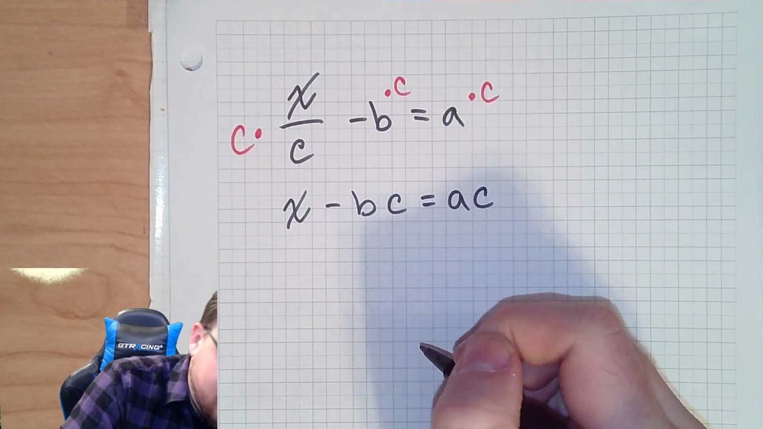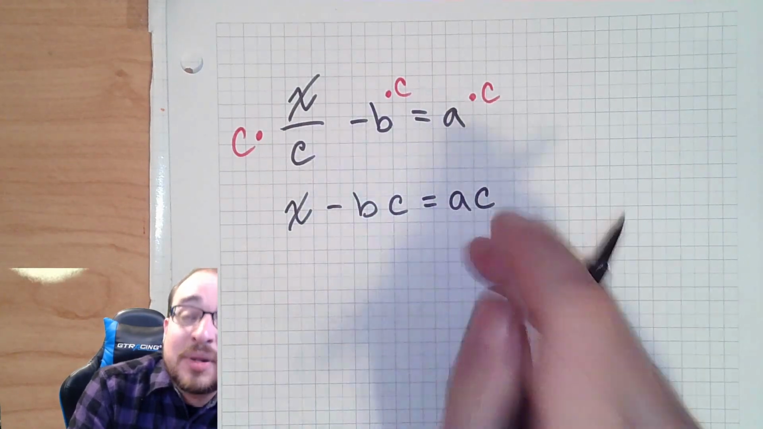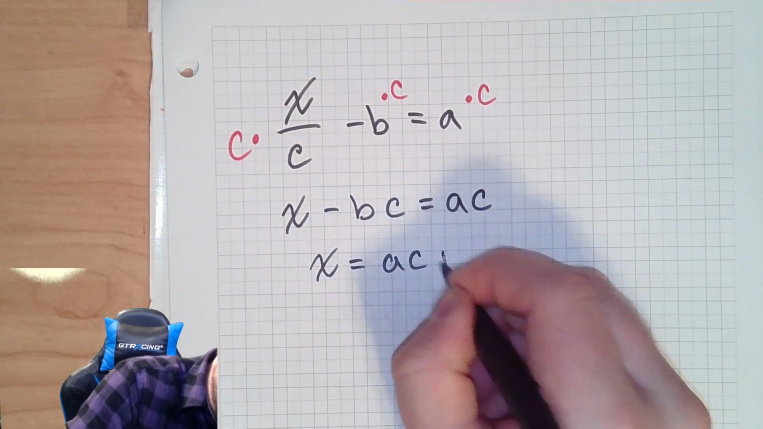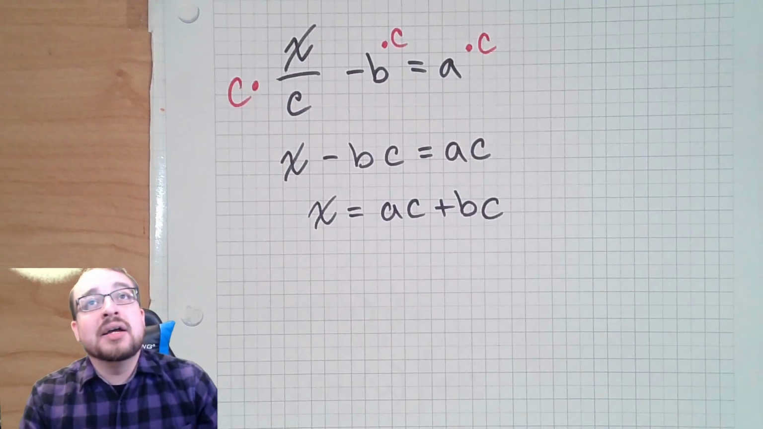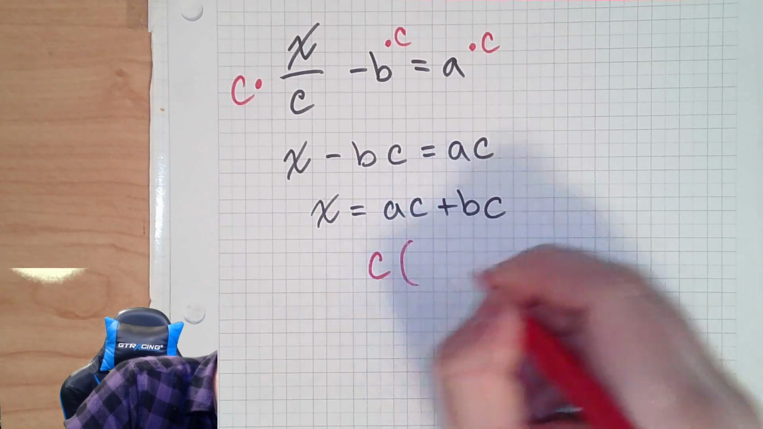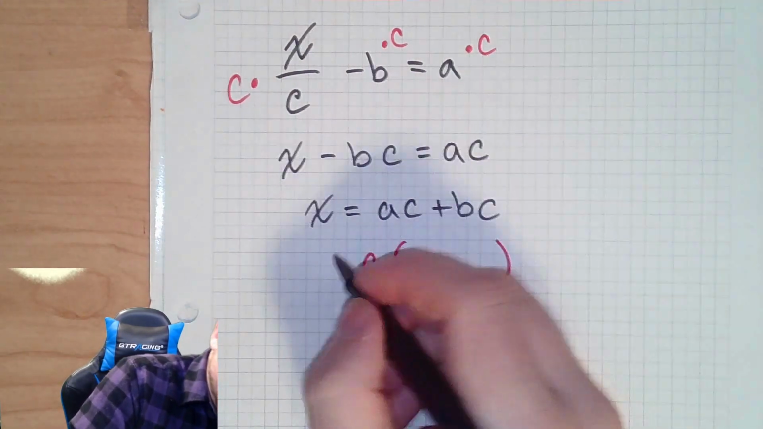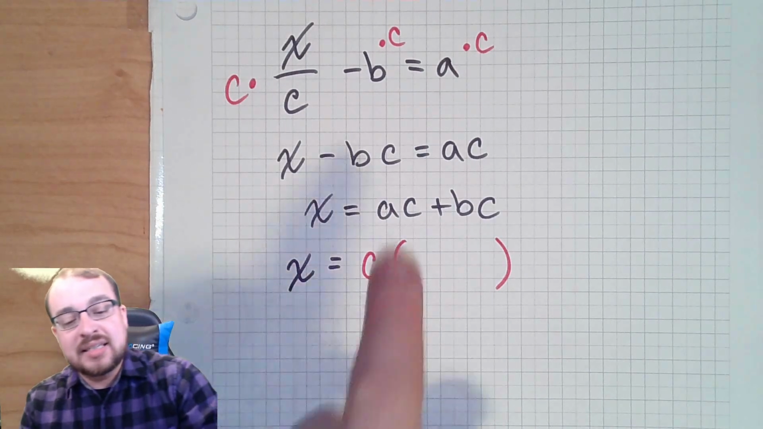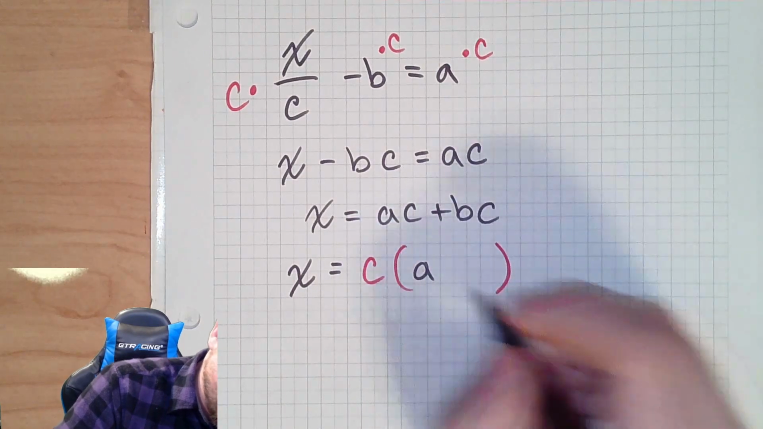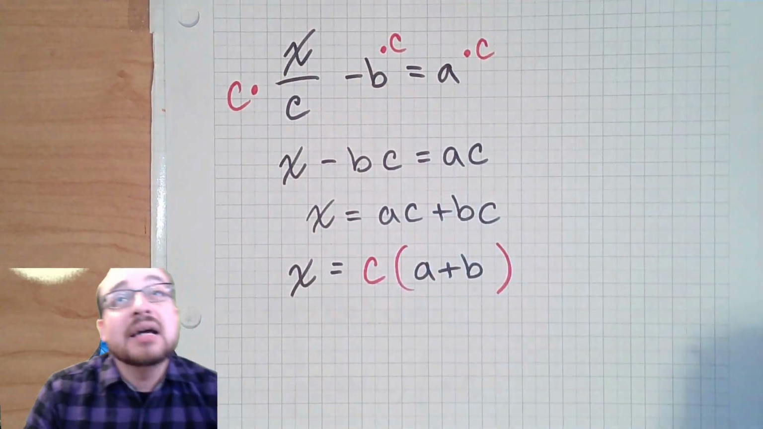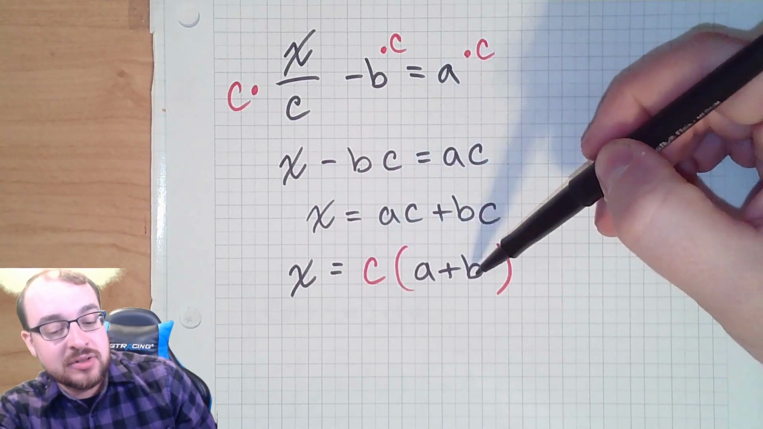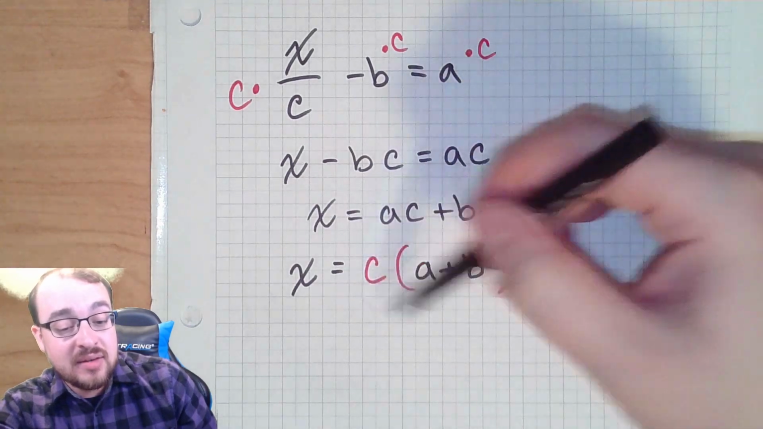And if I want to get c on its own, I need to get all my c's on one side. So I'll add bc to both sides, and I'll get ac plus bc. And notice now that both of these have a c in them. So the big brain play, we've talked about this previously: the only way to get c all by itself is to factor a c out, right? Both of these have a c in them. So I can write this as c times the quantity of a plus b. If I were to distribute the c, I'd get back to ac, and here I'd get back to bc. So this is the same thing as this.